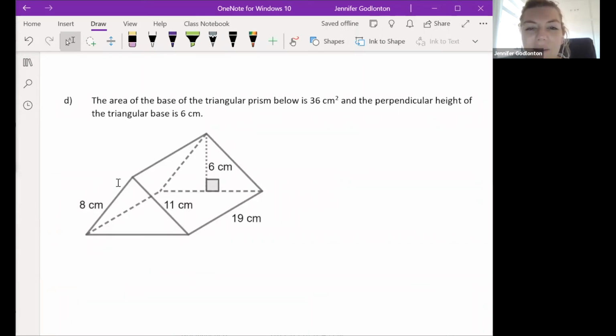The area of the base of the triangular prism below is 36 centimeters squared. The perpendicular height of the triangle is 6 centimeters. And I would like the volume of this triangular prism. So there's a long way to go about this, and then there's a short way. I want you to think about which way you would like to do it.